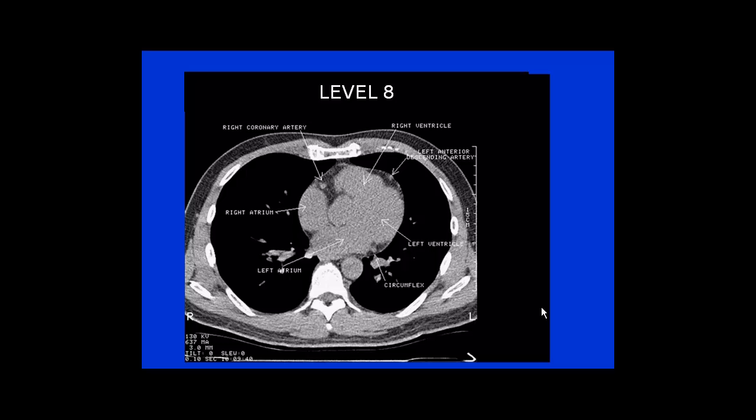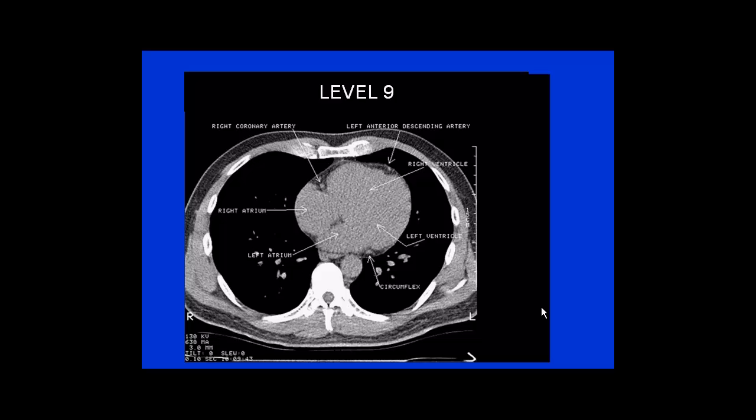Next level down, the right coronary continues to be apparent in the proximal portion. We're now in the distal circumflex and clearly in the distal left anterior descending, or perhaps in the apical segment of the left anterior descending. Next level, we see the mid portion of the right coronary, the apical portion of the left anterior descending, and the distal portion of the left circumflex artery.